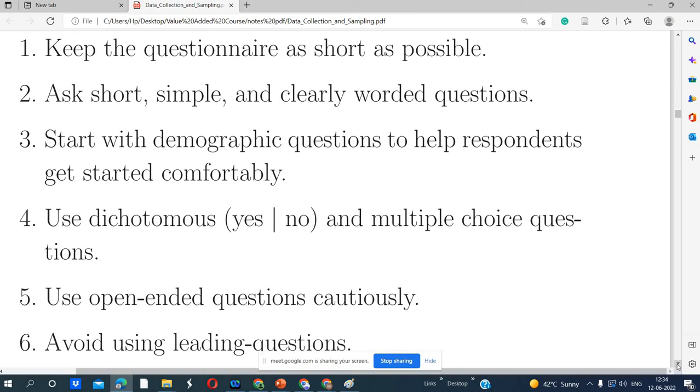You cannot ask a complicated question. If you do, then nobody is going to talk to you and nobody is going to answer. Start with demographic questions to help respondents get started comfortably. You can ask the common questions so that people can get involved and feel comfortable. Use dichotomous yes or no or multiple choice questions.